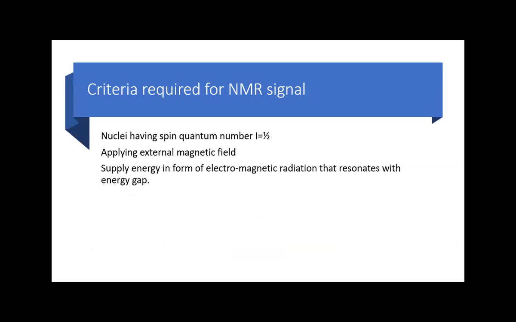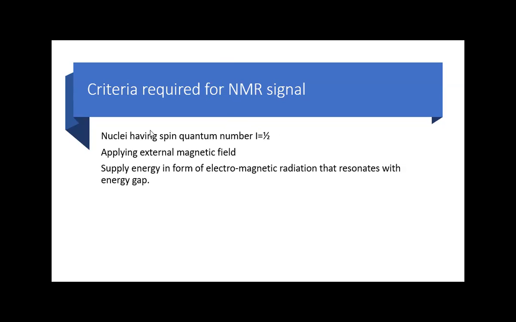So what are the criteria required for an NMR signal? The first requirement is that the nuclei have a spin quantum number of half. Why not 0 and 1? I will explain in the next slide. Second is applying an external magnetic field, which will split the energy levels into ground state and excited state, and supplying energy in the form of electromagnetic radiation, so that the nuclei absorb the radiation and excite from ground state to excited state.